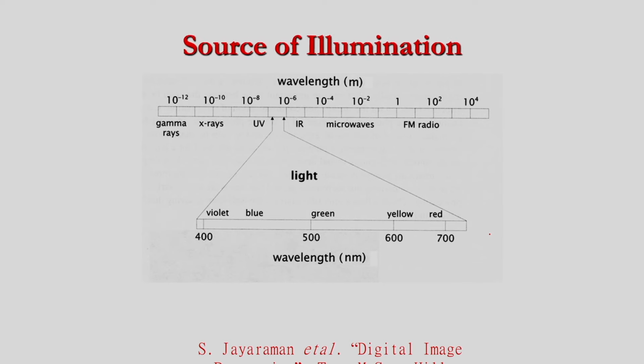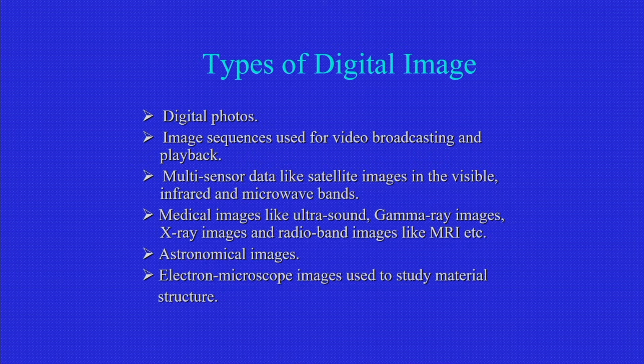In this case, this is the electromagnetic spectrum, the source of illumination. I have shown the gamma rays, X-rays, ultraviolet, infrared rays, microwaves, FM radio, and if you see the wavelength from 400 to 700 nanometers, this is the visible range of the electromagnetic spectrum. So, based on this source of illumination, I may have these types of images, maybe the digital photo, the image sequence used for video broadcasting, and multi-sensor data like satellite images, visible images, infrared images, and images obtained from the microwave bands, medical images like ultrasound, gamma ray images, X-ray images, and the radio band images like MRI images, astronomical images. So, based on this electromagnetic spectrum, I may have these types of images.